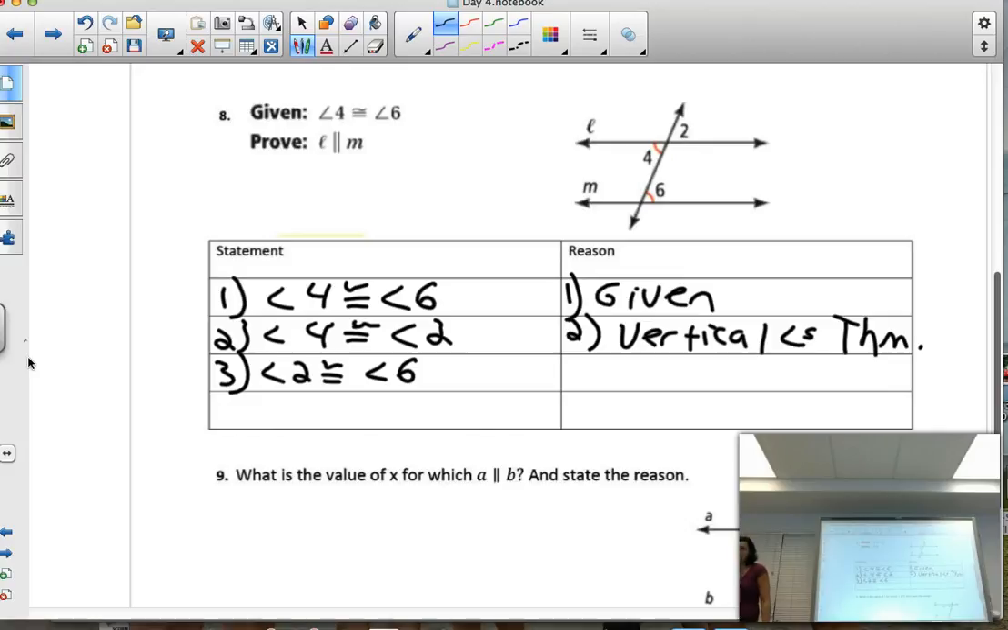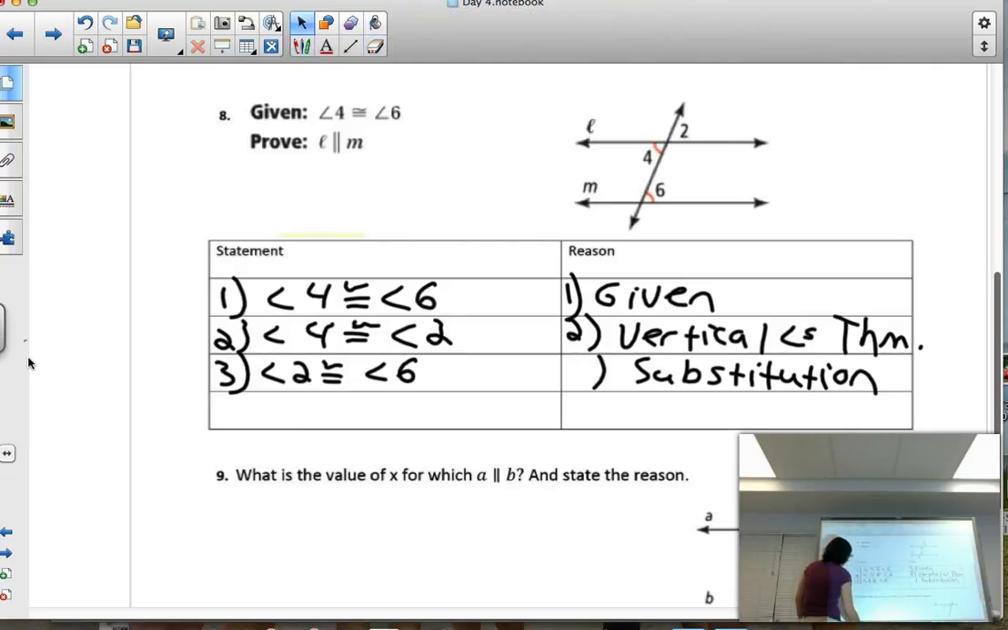Because they're corresponding. No. Why is the reason here? Not the picture. What's the reason here? What did you do here to get angle 2 is congruent to angle 6? There's a property. Substitution. Because I substituted in 6 for 4, so I could say that 6 is congruent to 2. I substituted angle 6 in for angle 4.